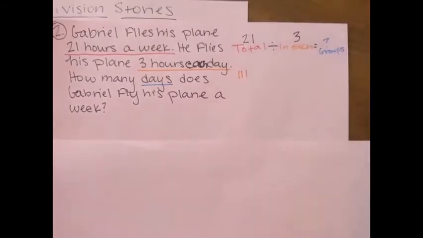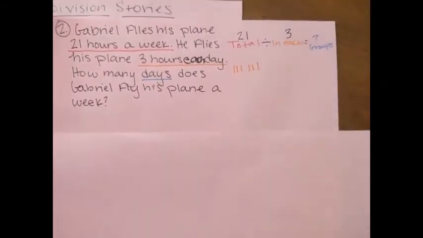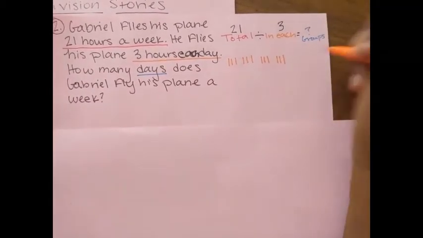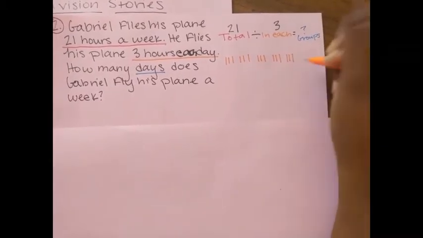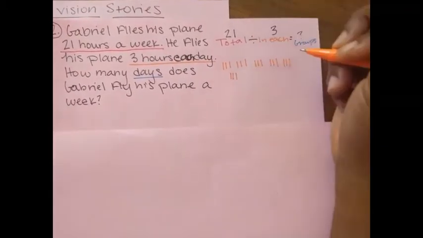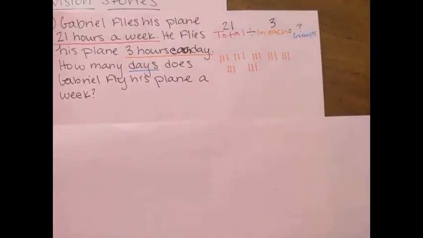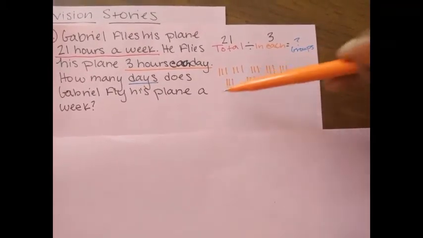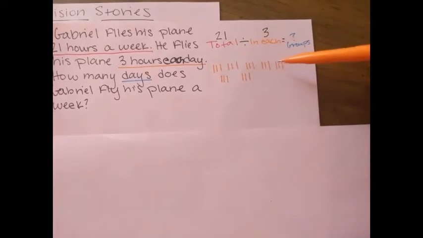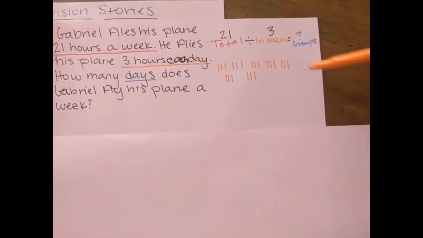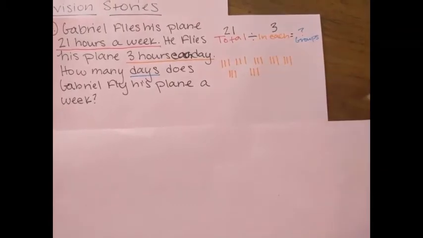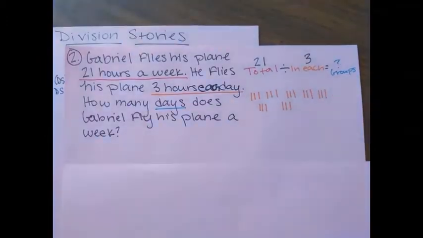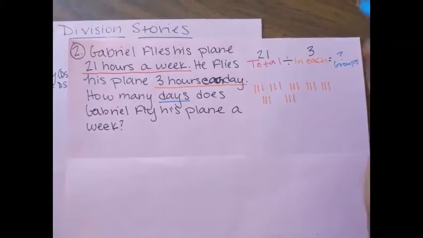1, 2, 3, 4, 5, 6, 7, 8, 9, 10, 11, 12, 13, 14, 15, 16, 17, 18, 19, 20, 21. So you see, I have put 3 in each by themselves, making a total of 21 marks. Now I can group them to see how many groups we have in total to find our missing group number. And so we would go like this.